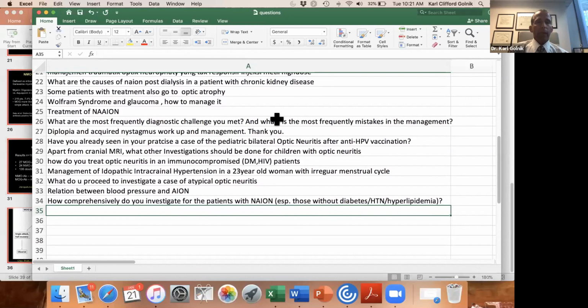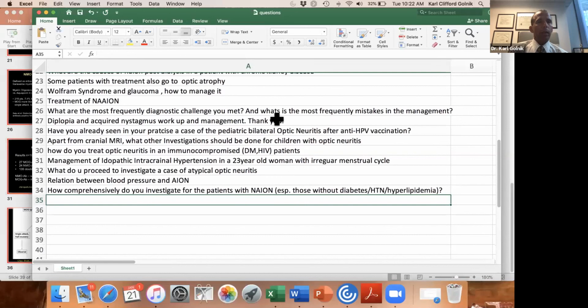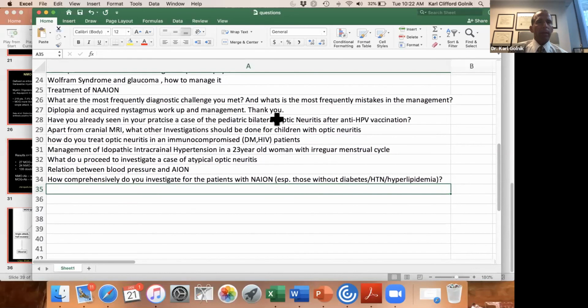Causes of NAION post-dialysis, typically, again, a combination of anemia and low blood pressure. Some patients with treatment also go to optic atrophy. I don't know what that means. Wolfram syndrome and glaucoma. So Wolfram syndrome, DIDMOAD: diabetes insipidus, diabetes mellitus, optic atrophy, and deafness. It's a rare condition. I have a few patients with it.